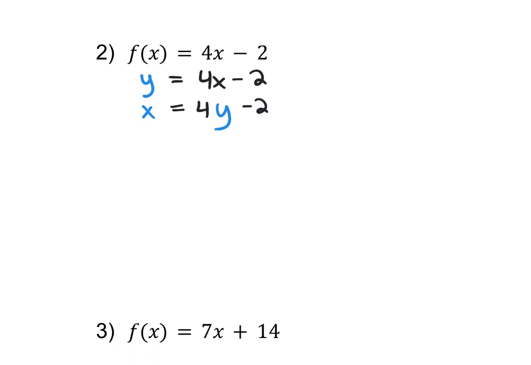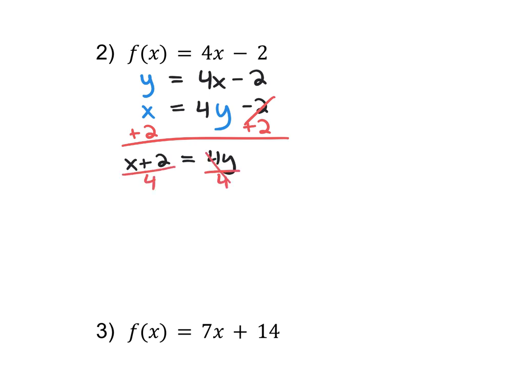So then, what did you say? Add 2. So we have x plus 2 equals 4y. Then what? Divide by 4. And you can leave it as x plus 2 over 4 or simplify. Is it 1/2 x? Careful, 1/4 x plus, what's 2 over 4? 2 over 4, or 1/2. That's your 1/2.